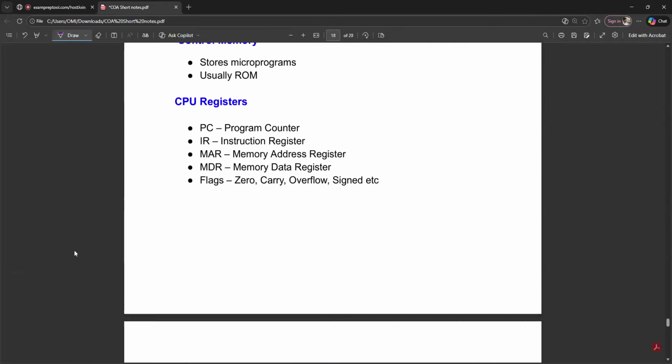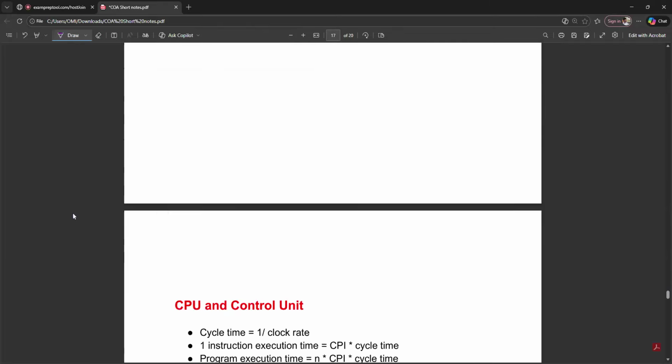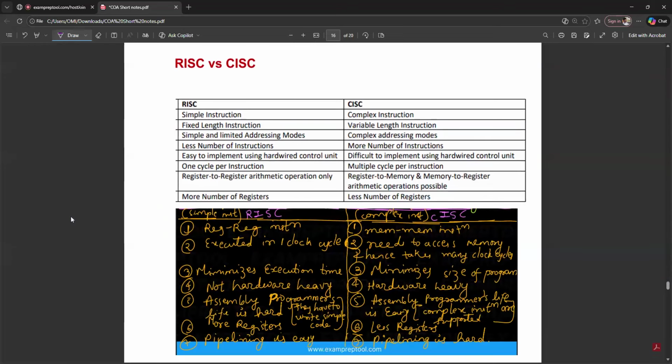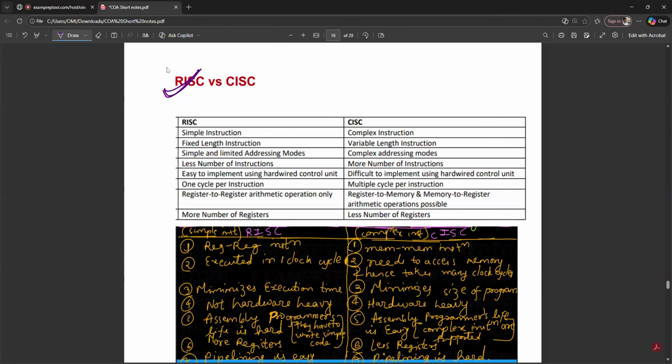CPU, control unit, DMA and interrupts. Yeah, good to go. So many topics are there in computer architecture. Now another topic is RISC versus CISC, right? RISC means reduced instruction set architecture and CISC means complex instruction set architecture.